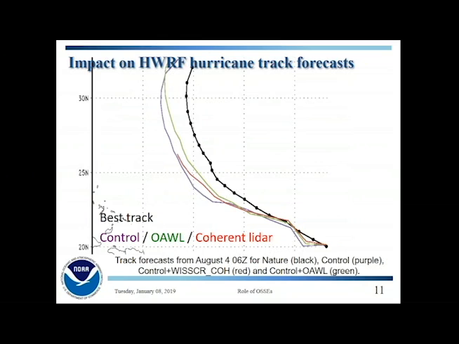And this, from the same experiment, shows the simulation of the hurricane. The best track, where the truth is the black line with the dots, and then we see the three experiments: the control in purple, the OWL lidar in green, which does a little bit better than the others, and the coherent lidar here in red.